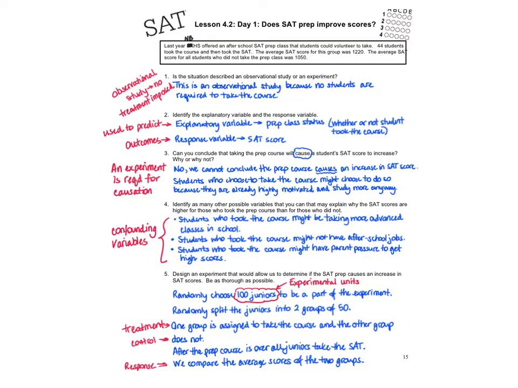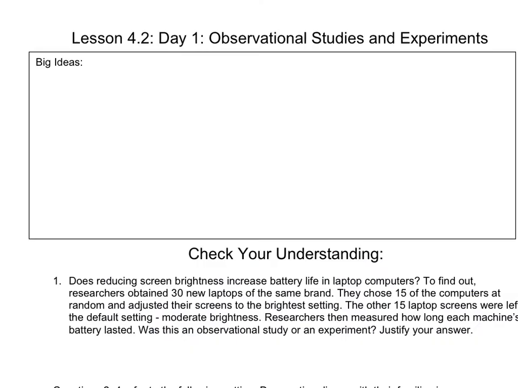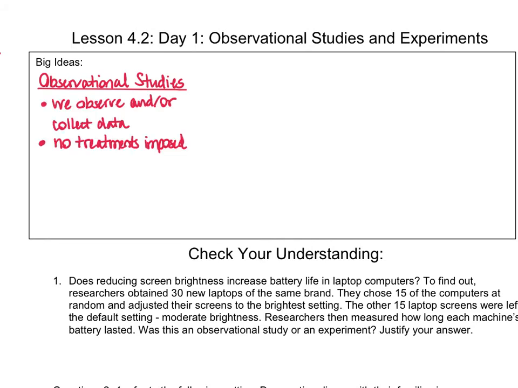You can see that we've included a lot of new vocabulary here, so let's get to the next page where we're going to fill out our box of important ideas. There are two major ways that we can collect data. The first one is called an observational study. An observational study is where we collect data by observing but not imposing any treatment. The other big way that we can collect data is to run an experiment. What's important to remember about experiments is treatments are imposed and it allows us to establish causation.